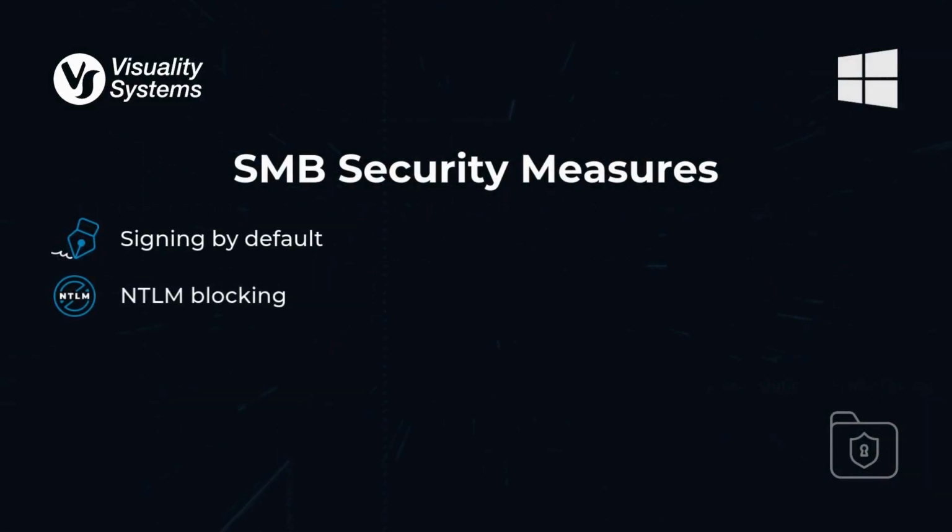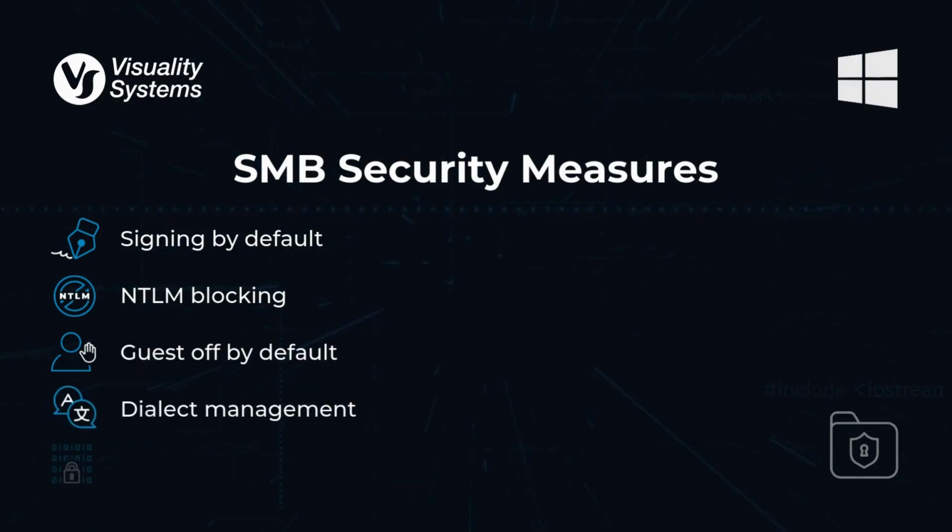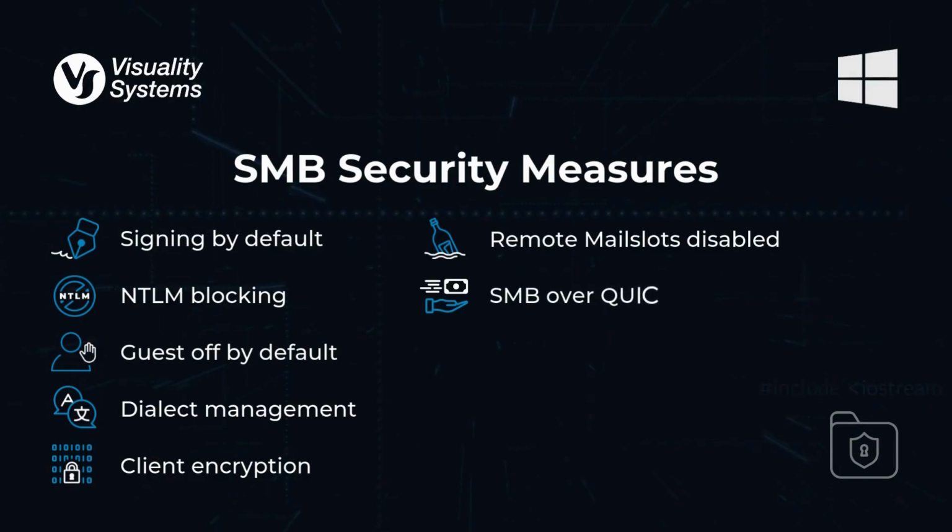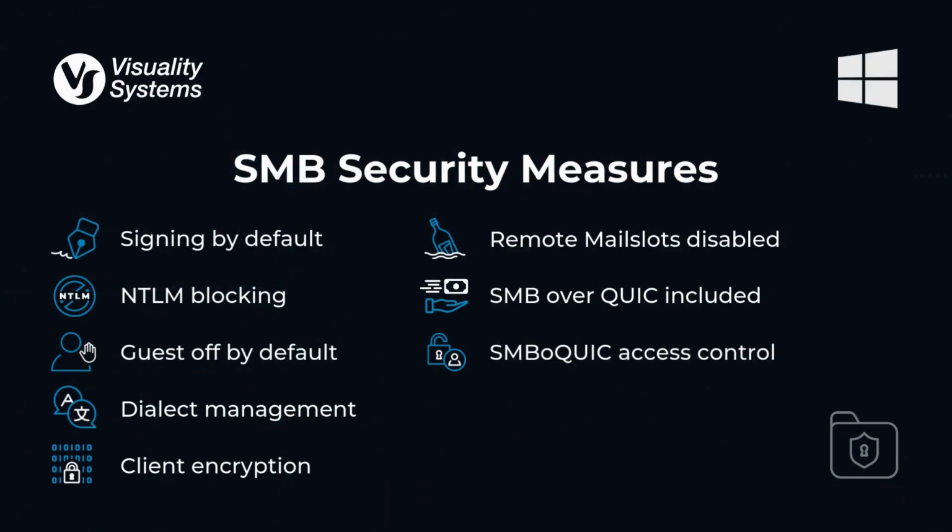by default, SMB NTLM Blocking. Insecure guest authentication is now off by default in Windows Pro editions. SMB Dialect Management, SMB Client Encryption Mandate, deprecation and disabling of remote mailslots. SMB over QUIC is now supported not only in the Azure edition as it was in Windows Server 2022, but also in the Datacenter and Standard editions starting from Windows Server 2025. SMB over QUIC Client Access Control, support for SMB on alternative ports.